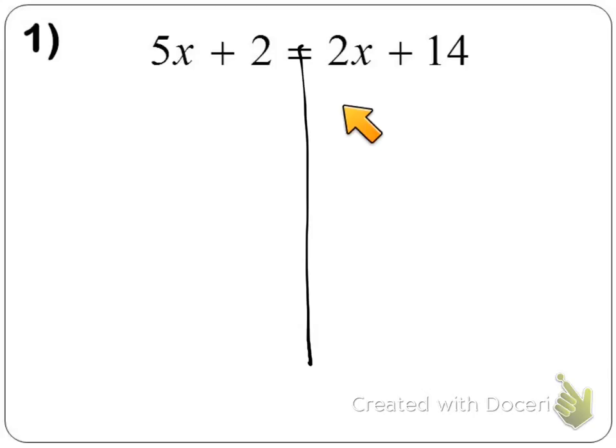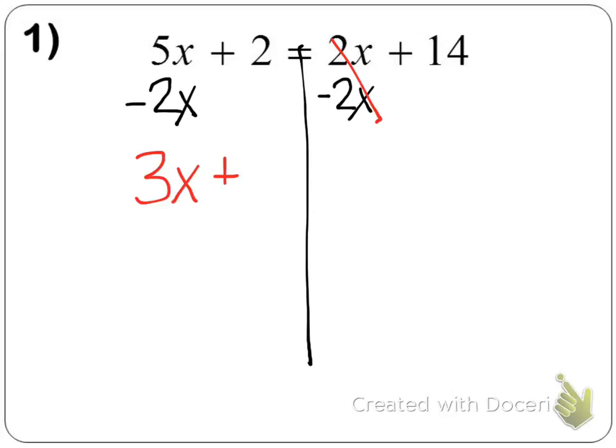We always pick on the little guy. What's bigger, 5x or 2x? I think I said what's bigger, right? What's bigger? 5x. So we're going to pick on the 2x, okay? The way we move a positive term like the 2x is to subtract 2x from both sides. When we do that, we end up with 3x plus 2 equals 14.